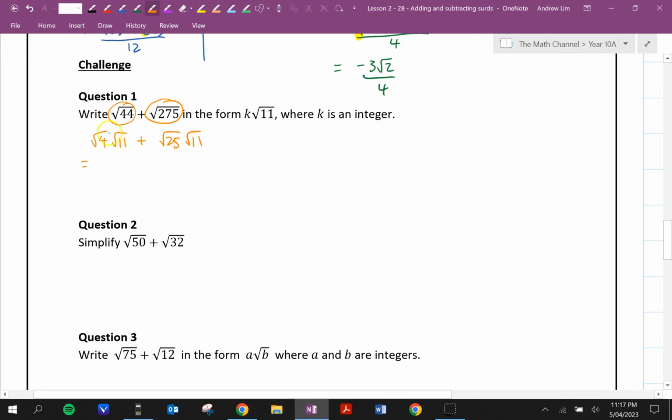So, square root of 4 is 2. Square root of 25 is 5. 2 plus 5 is 7. So that's it. We have written it in this form. K is just 7. Okay, so if a question asks you, find k, k is 7.